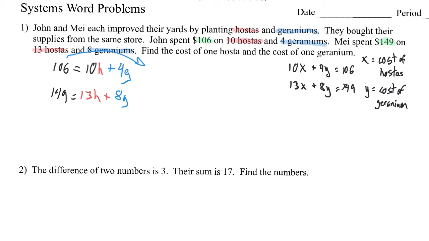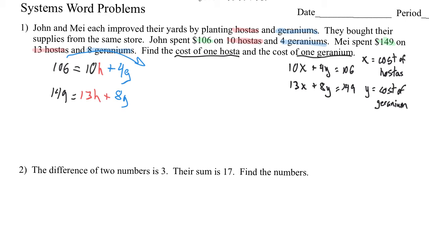So if you use H and G instead of X and Y, it's a little bit easier to remember which one's which. Because at the end, you want to tell me what's the cost of one hosta and what's the cost of one geranium. So you want to be able to differentiate between what the X represents and what the Y represents. Previously, the X and the Y didn't represent an actual thing. It just represented a quantity. So once you've got your equations, then just solve it however you would like to.